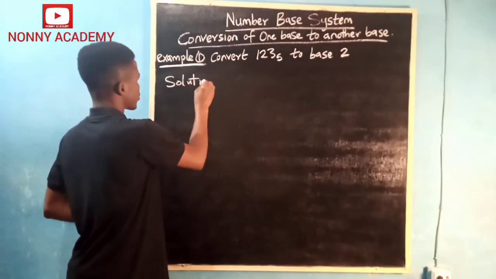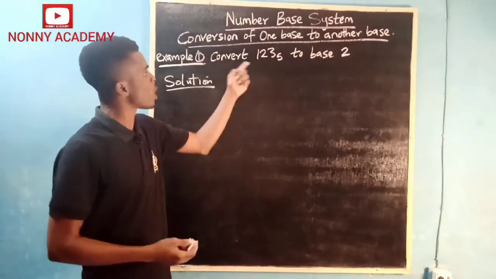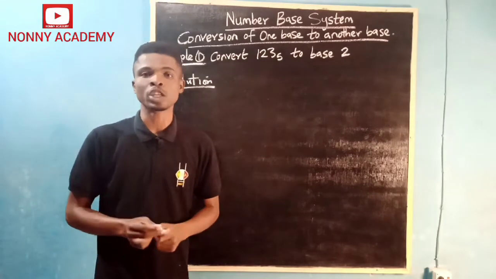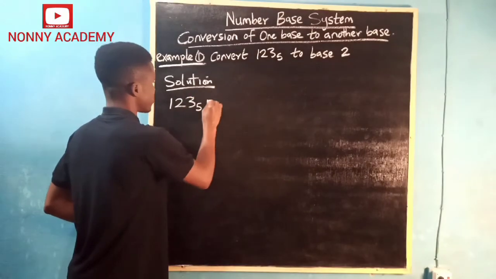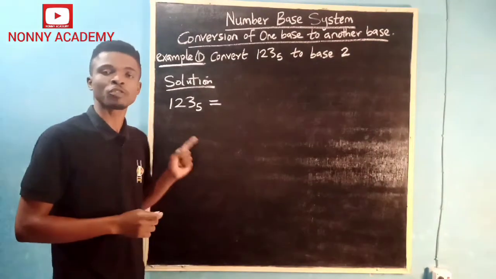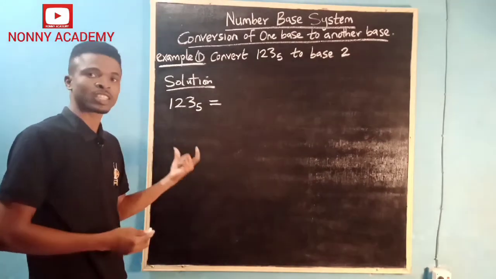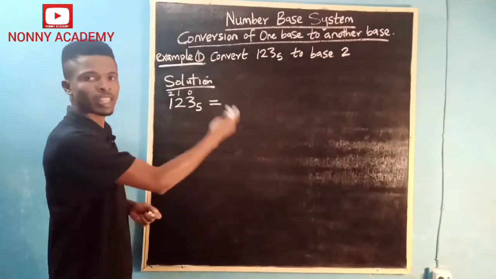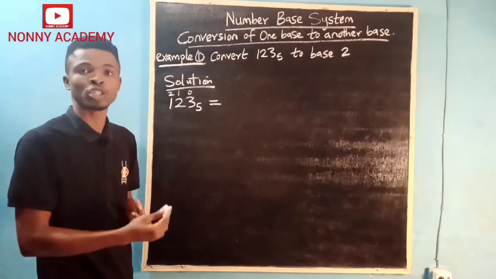Solution. The first thing I need to do is to convert the digits 1, 2, 3 in base 5 to a number in base 10 using the successive multiplication method. 123 base 5 equals. The next thing I need to do is to put a power on each of the digits, starting from 0 from my right-hand side down to my left-hand side. So for this case, I will have 0, 1, 2 from my right-hand side to my left-hand side, starting from 0.